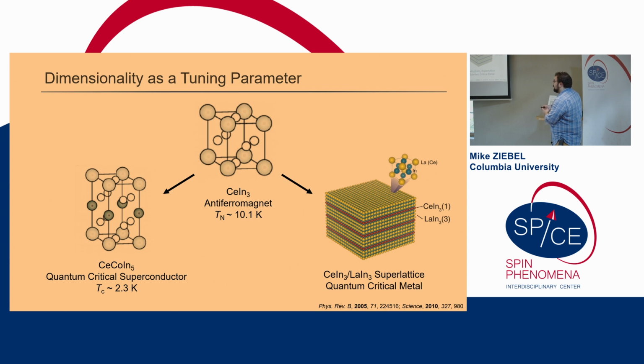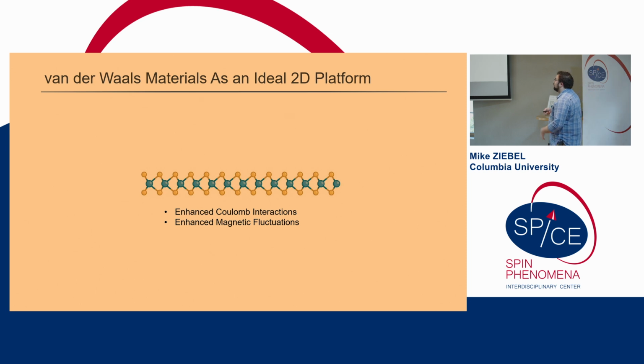In this case, not only do we have to identify whole new compounds to achieve this, but we also don't fully suppress the three-dimensional interaction. And in this superlattice approach, we have a lot of issues where the size mismatch between lanthanum and cerium gives rise to strain that can suppress the superconductivity. And so what we really want for studying these materials at the two-dimensional limit is a van der Waals material where now we can access the enhanced Coulomb interactions and magnetic fluctuations that can promote quantum criticality in these materials.